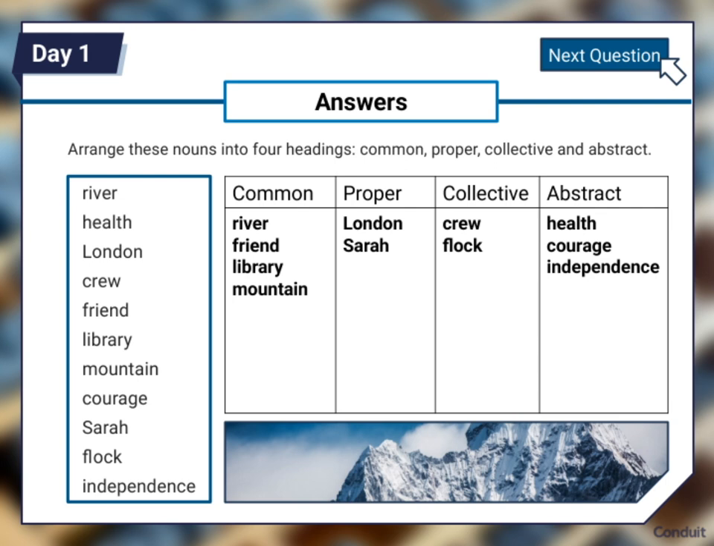Collective nouns group individuals together, such as crew and flock. Finally, abstract nouns represent ideas or qualities we can't touch, like health, courage, and independence. This sorting helps us understand how language organizes the world around us.